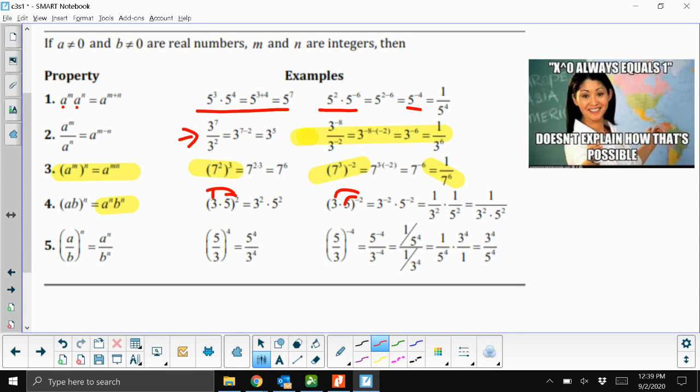All right, and if you have parentheses around a rational expression, you just need to send the exponent to everything in the top and the bottom, so everything in the numerator and denominator. If you're not done copying these rules down, you might want to pause this and get that copied.